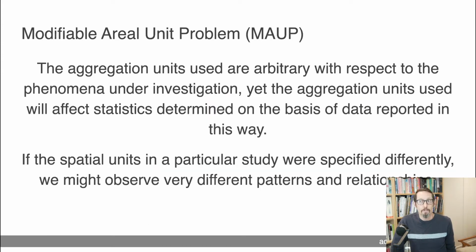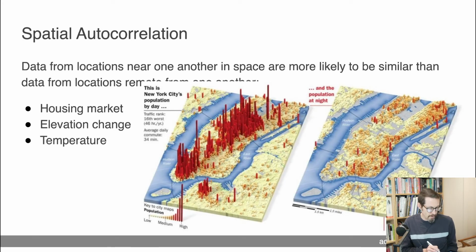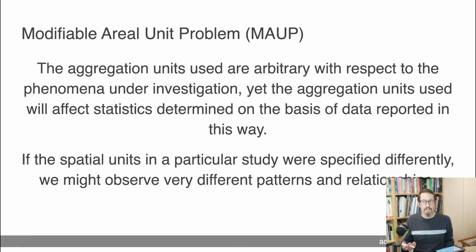Okay, another problem we get is how we draw those bars that we were just looking at. How did we decide on bars that were that big? What if we had lumped together 9 bars that are near each other in a 3x3 grid and made that just one bar? So when we can choose different units to analyze, we can change the answers we get. If the spatial units of a study are specified differently, we could get a different answer.